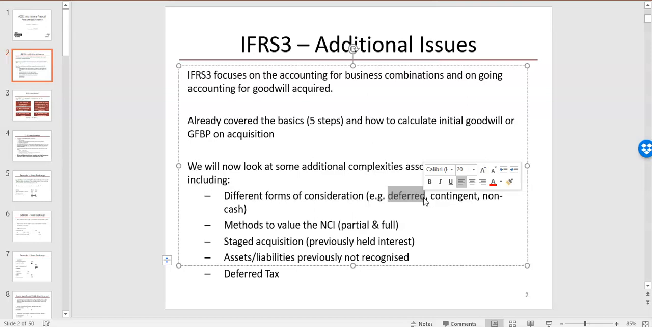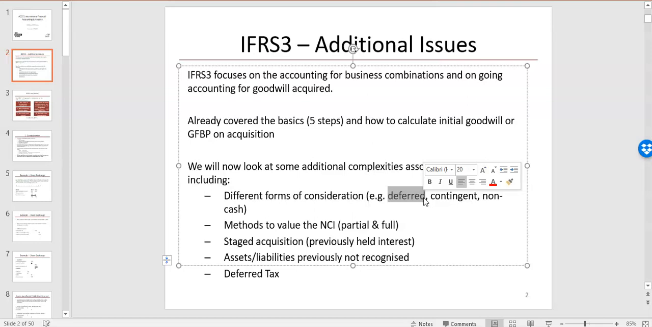We'll look at how to recognize assets and liabilities that weren't previously recognized when you're looking at that fair value of net assets at the acquisition date. There's a couple exceptions to rules that you'd have looked at before, and we'll look at that under IFRS 3. And we'll finish off then with a small bit about deferred tax. You'll have covered that last semester, looking at IAS 12. We'll look at how that relates to if you acquire a subsidiary, you might inherit then a deferred tax position as well, and how that's accounted for.